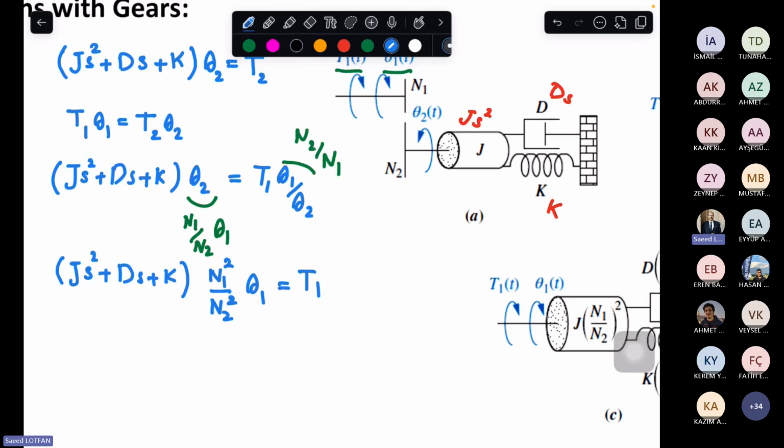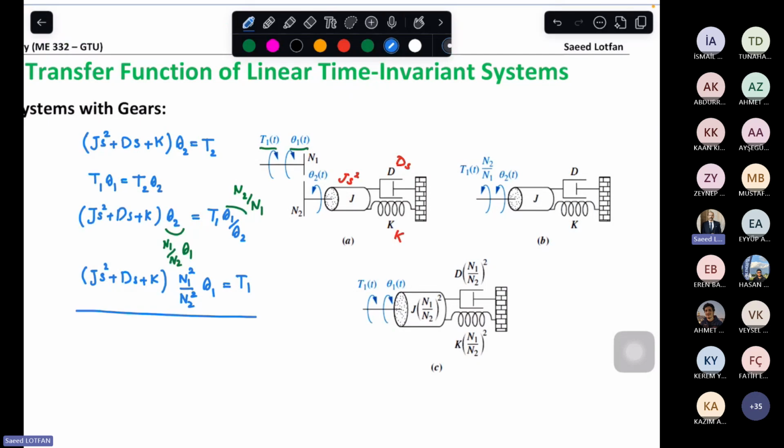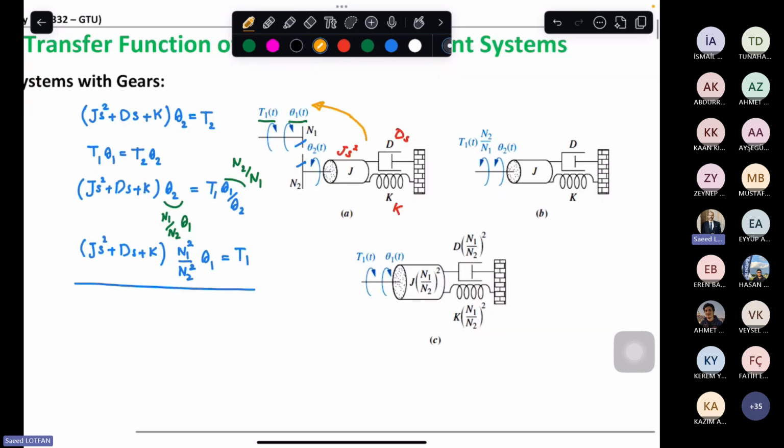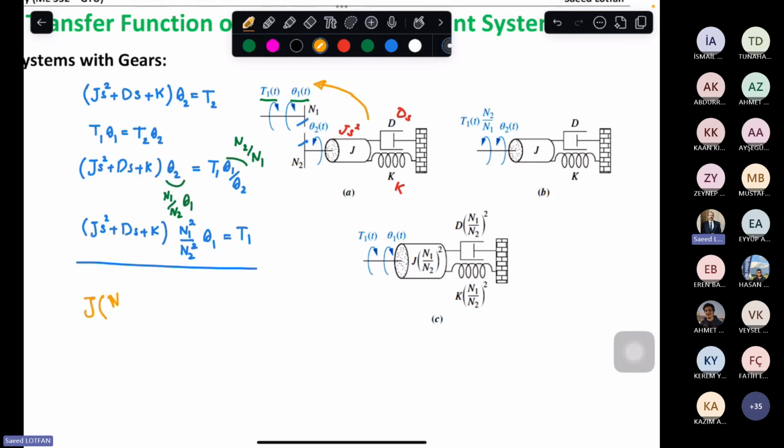So this final relationship shows that if I want to put away these two gears here and write the equations from here, the impedance coming from here to here, I have to write the equation like J N1 to N2 to the power of 2 plus D N1 to N2 S plus K N1 to N2, times theta 1 equal to T1.